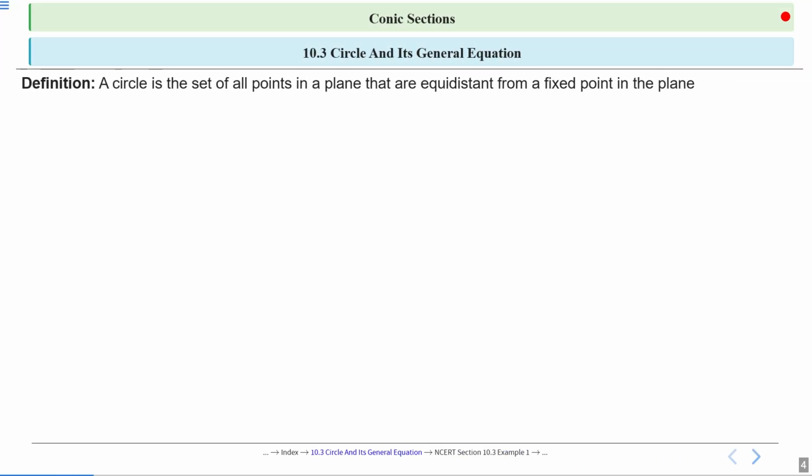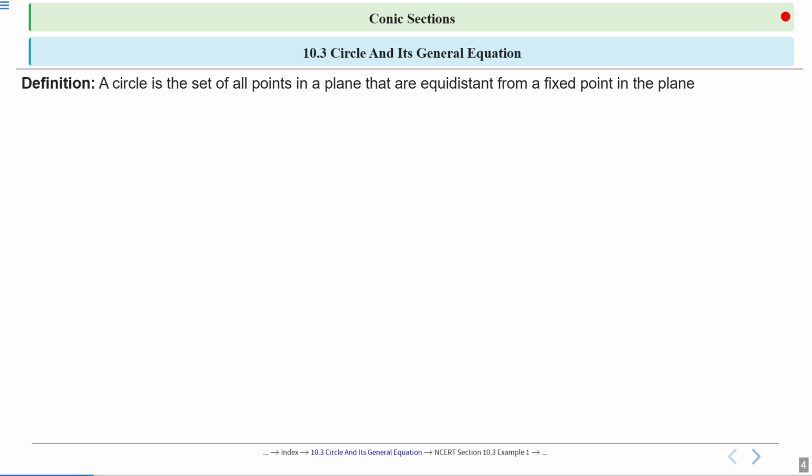So first, see here the definition of a circle. What is the definition of a circle? A circle is basically a conic section. In yesterday's class we studied the eccentricity of a conic section, the definition of a conic section, and which type of conic section we obtain. That we discussed in our previous lecture. So in today's lecture we will discuss circles.